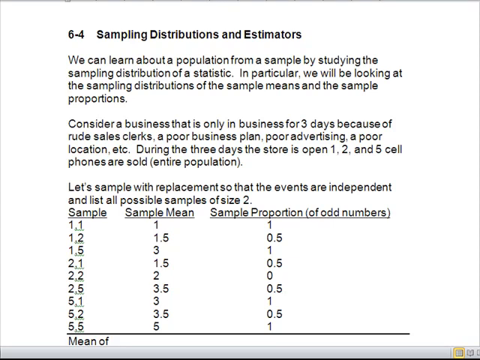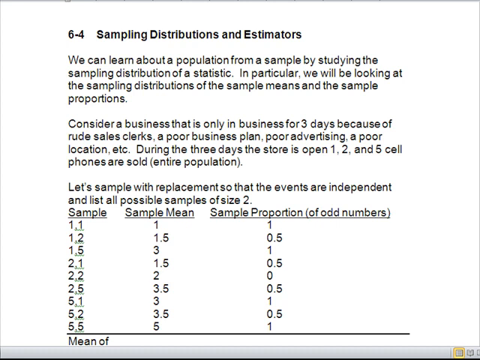Today we're taking a look at section 6-4 on sampling distributions and estimators. We can learn about a population from a sample by studying the sampling distribution of a statistic. In particular, we will be looking at the sampling distributions of the sample means and the sample proportions.